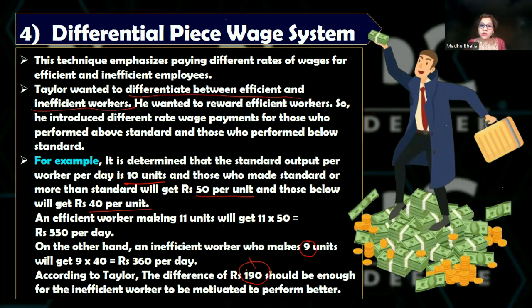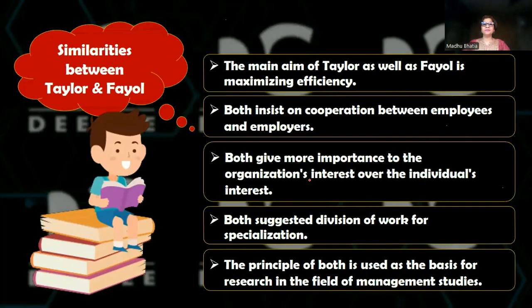So this loss of 190 will give a very good lesson to the inefficient workers, and they would definitely work and get to the target for sure. So that is differential piece wage system. I'll quickly take you through the next two topics.